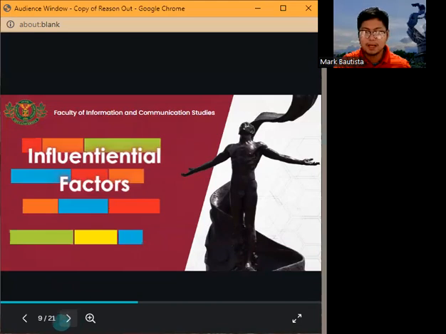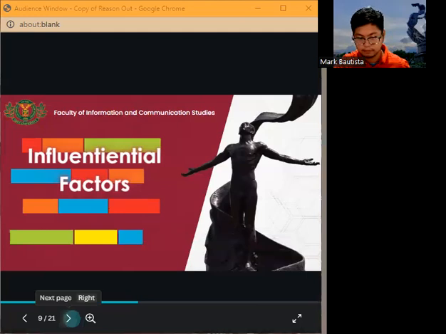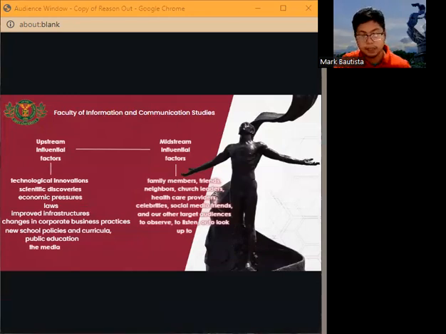So according to Lee and Cutler 2016, there are what we are calling influential factors that affect individual behavior, namely upstream and midstream influential factors. So here we go. Upstream influential factors are enumerated as follows. As you can see, upstream influential factors are the technological innovations, scientific discoveries, economic pressures, laws and legislations, improved infrastructures, changes in corporate business practices, new school policies and curricula, public education, and the media.